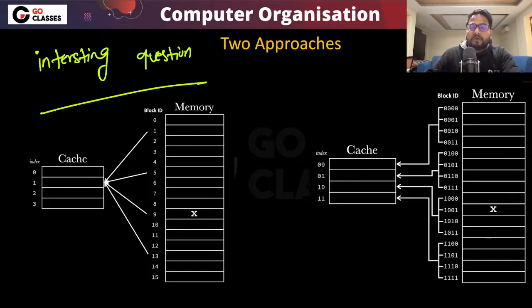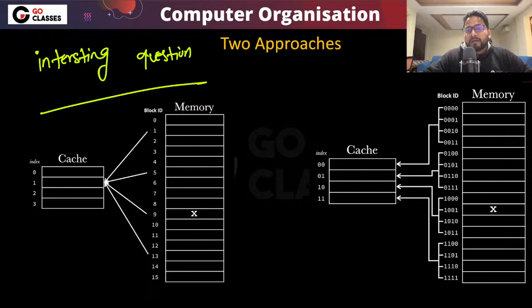Suppose you have two choices. One approach says that block number 0 maps to line number 1, and 1, 5, 9 and 13 are also mapping to line number 1. This is one of the choices. The second choice could be that you map the first 4 blocks in the first line, the next 4 in the next line, and the next 4 in the next line, and so on.